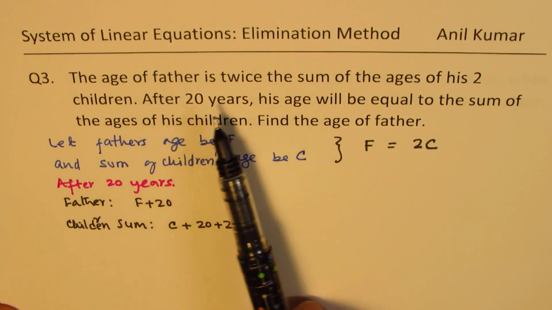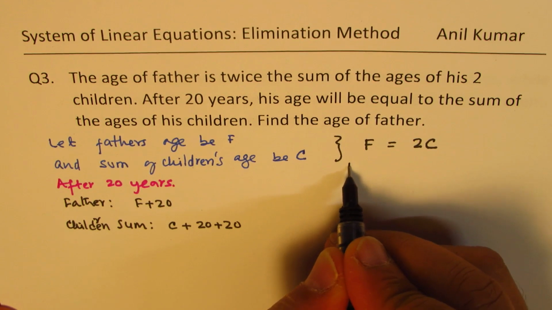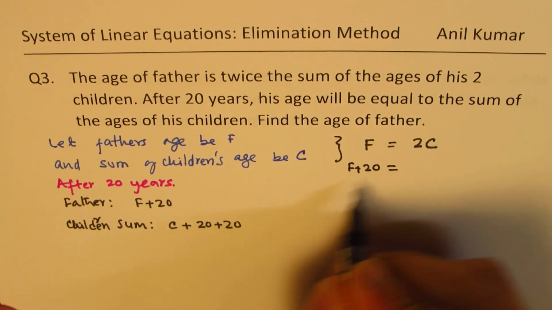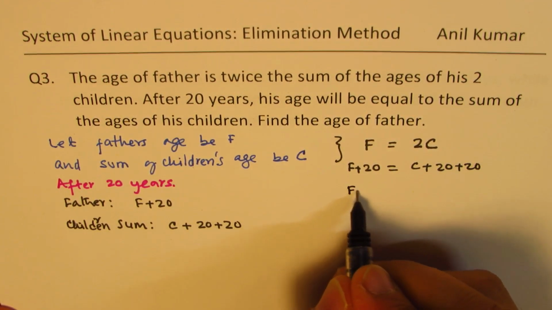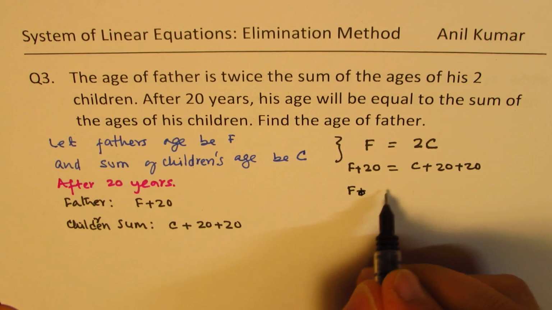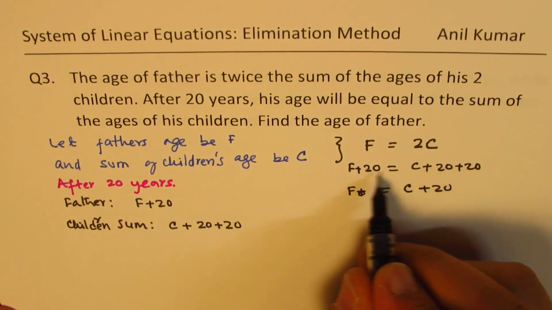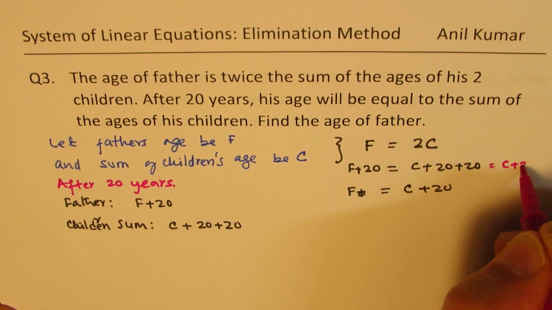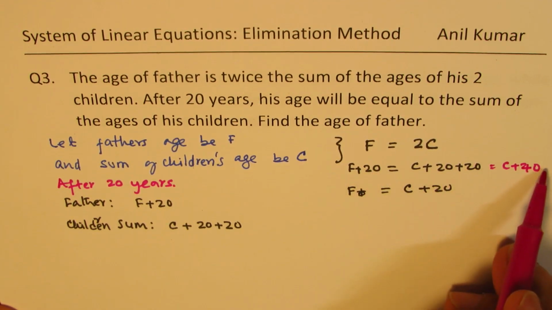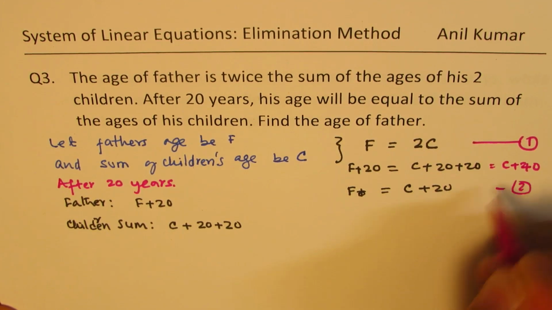Now it says after 20 years, his age will be equal to the sum of the ages, right? So after 20 years, we are saying F plus 20 is equal to C plus 20 plus 20, right? So we get F plus 20, 20 we can take on the other side, is equal to C plus 40 minus 20. Is that clear to you? So when you take away 20 from 40, you get 20. So we get our equation number 1 and equation number 2.